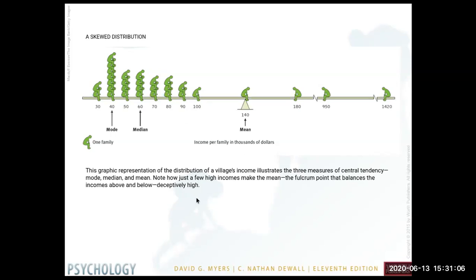So in this case, what we would do is we'd probably just take these cases out, and your mean would move back over here. So it's very sensitive to these extremely high or low scores. That's what I mean by that.